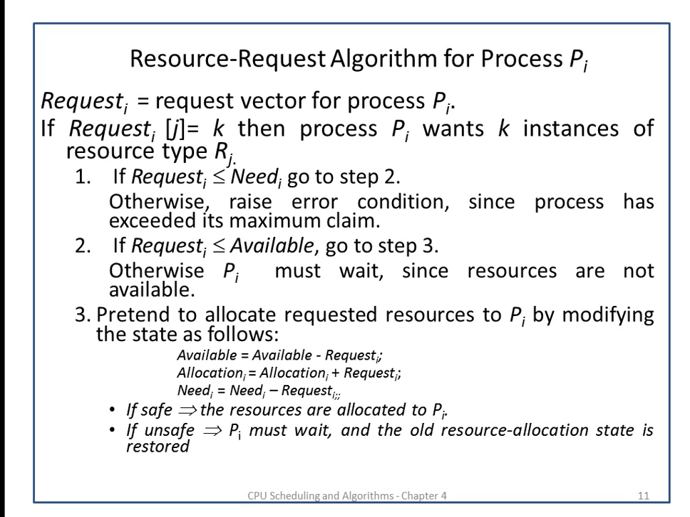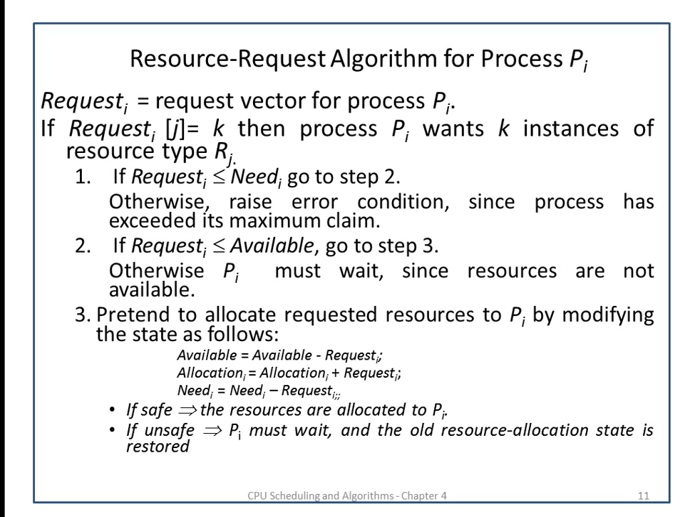Now suppose the condition request of Pi is less than the available, then we will follow step number 3. Here we will update the available. Available is equal to available minus request, which we subtracted in our example. Allocation will be allocation plus request, which we updated for the process P1, and for the need we subtract the request from the need.